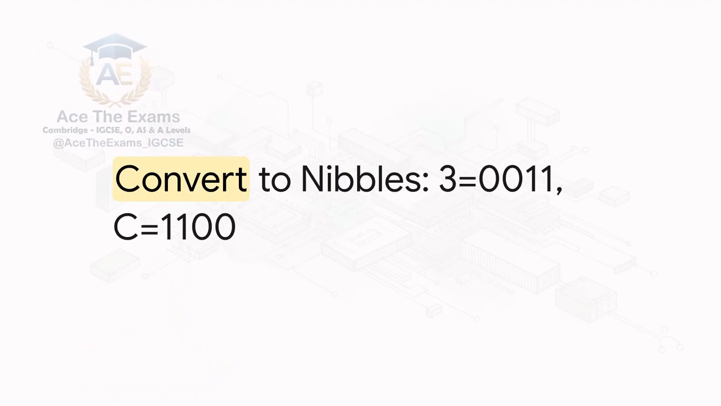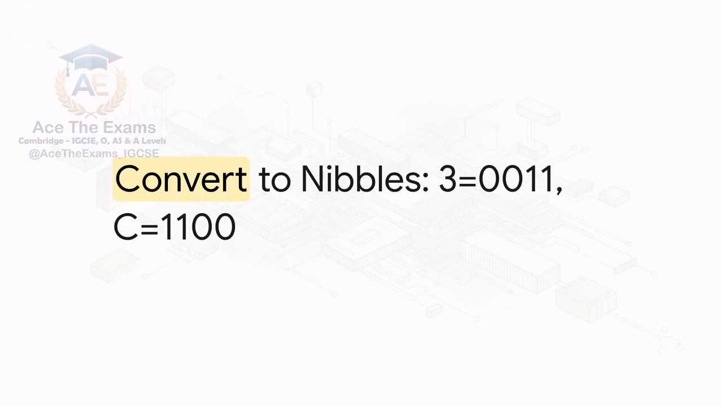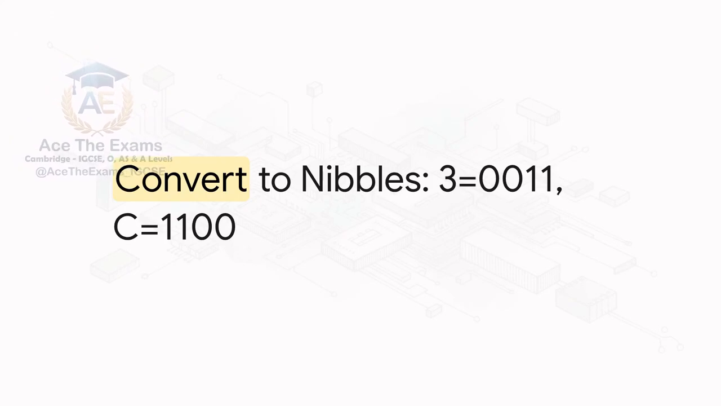Well, it's 0011. And what about C? Remember, A is 10, B is 11, which means C is 12 in denary, and the binary nibble for 12 is 1100. The crucial takeaway here is that we've now safely translated both isolated parts into raw computer logic.